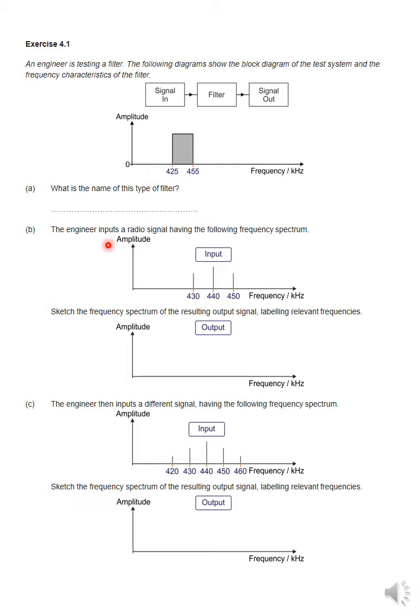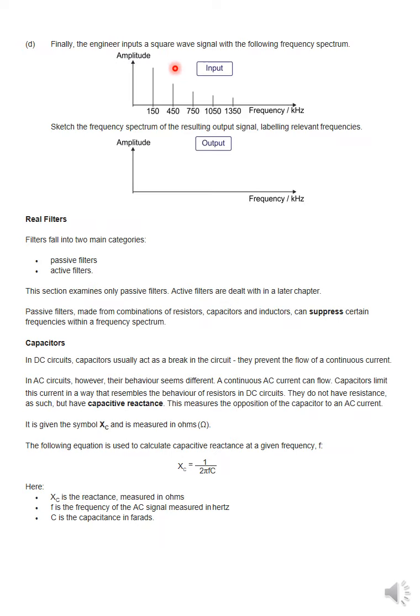The engineer inputs a signal having the following frequency spectrum, and you have to find the output. So your input is this, and you have to upload the output. I leave it to you to upload this output, and I will upload the solution of this one. Then we have another input, and you have to upload the output again, and this one is the third input, and then you have to upload the output.